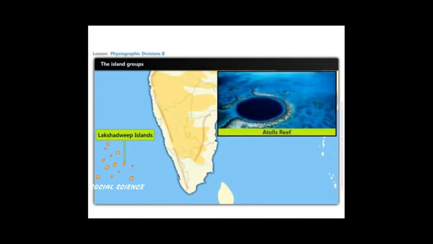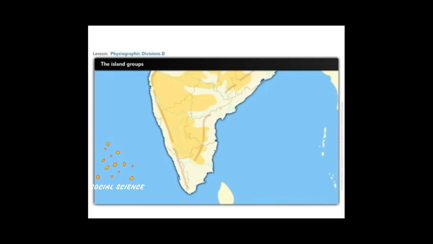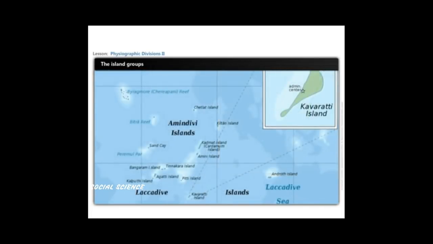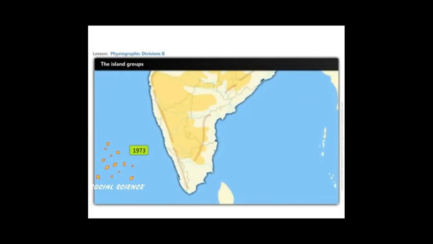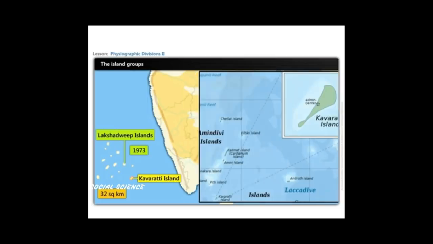Lakshadweep is mainly formed as atolls with very few fringing reefs. Earlier, this group of islands was known as Lakshadweep, Minicoy and Amindivi. In 1973, these were together named as Lakshadweep. It covers a small area of 32 square kilometers. Kavaratti Island is the administrative headquarters of Lakshadweep.